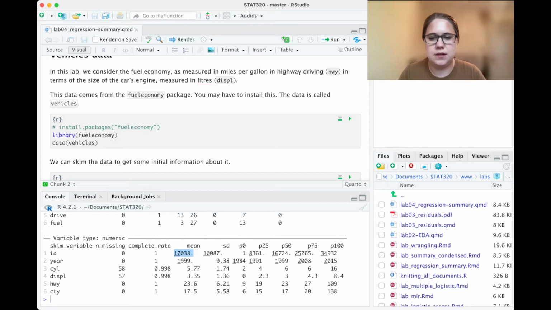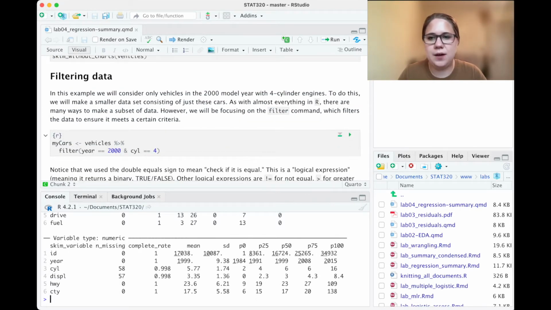And we can see, for example, the mean, the average year that these cars were released was 1999. The P0, that's the smallest number, 1984. P100, that's the biggest one, 2015. So we've got data about cars.